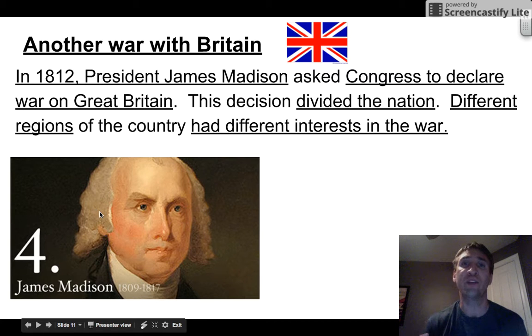Another war with Britain. Let's talk about Britain. Here's its flag. In 1812, President James Madison asked Congress to declare war on Britain. This decision divided the nation. Different regions of the country had different interests in this war. And here is Mr. Madison, our fourth president.